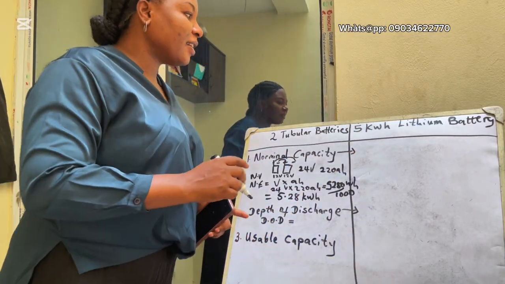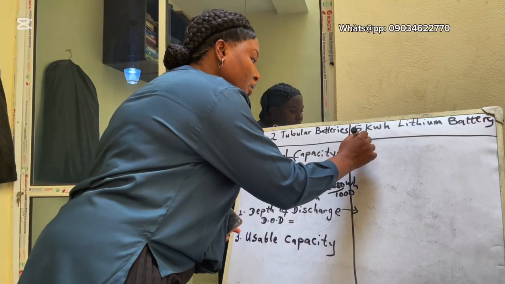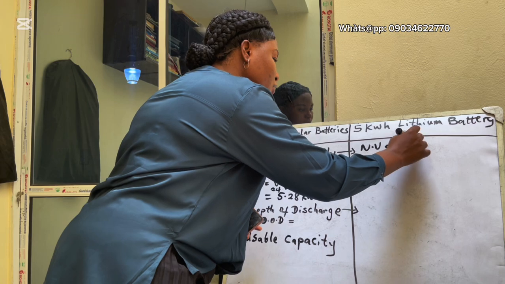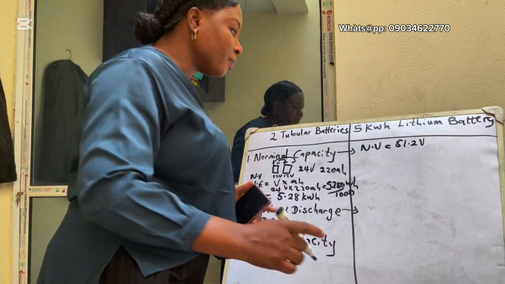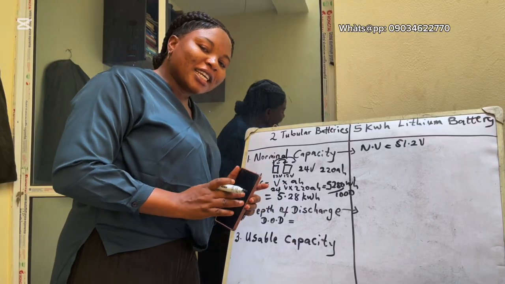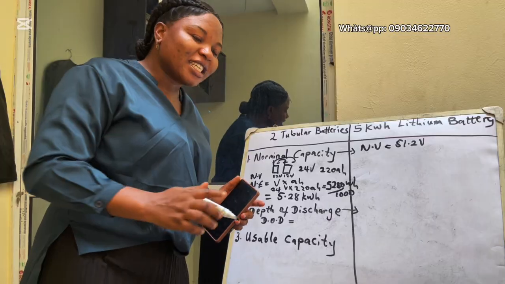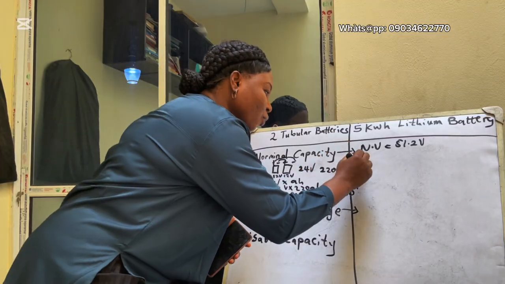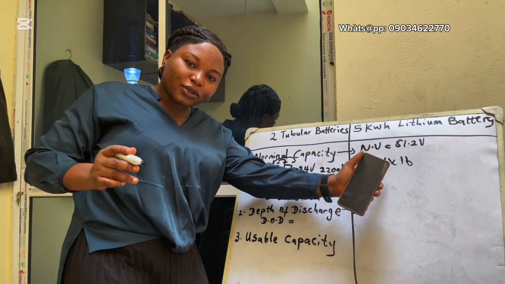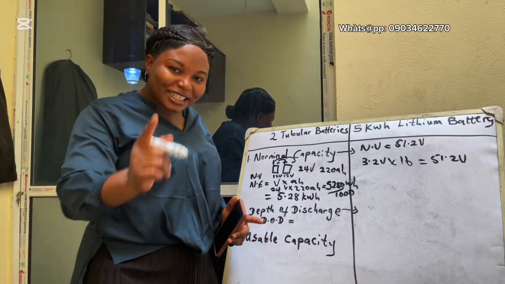Now let's look at the 5 kilowatt lithium hour battery. We all know that the nominal voltage, NV, of any lithium battery is 51.2 volts. Like I said in my last video, how do you get this 51.2 volts? In manufacturing of lithium batteries, they are placed in cells, and these cells are placed in series. Each cell voltage is 3.2 volts multiplied by 16 cells. That is how you get 51.2 volts. Is that clear?